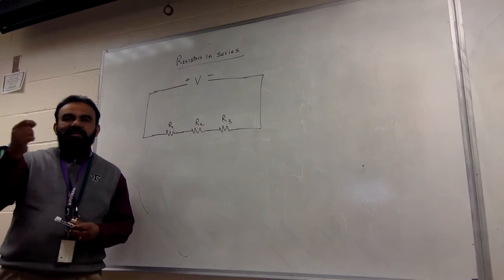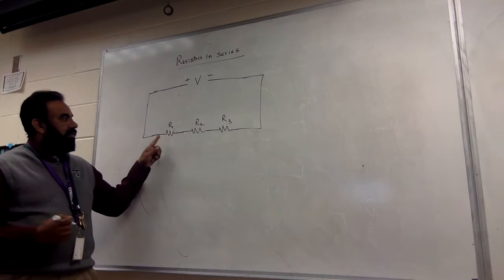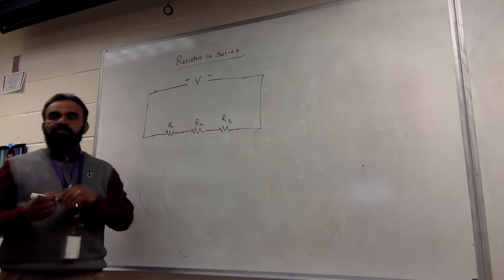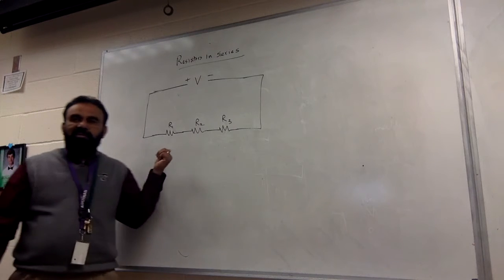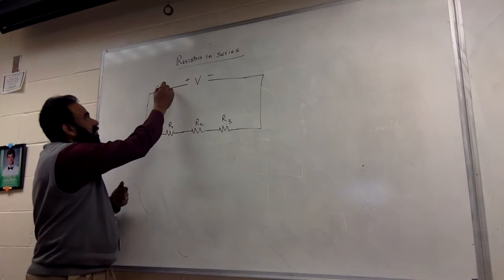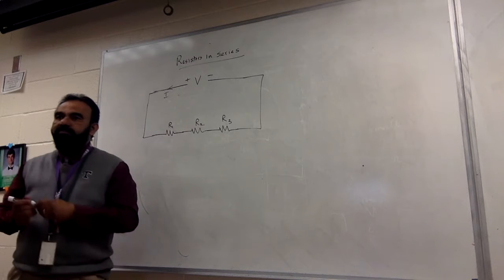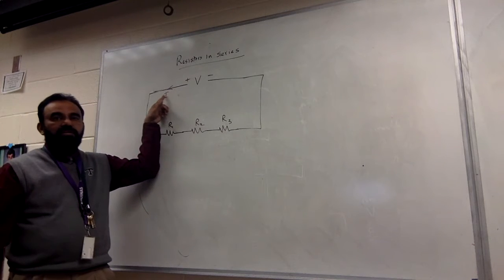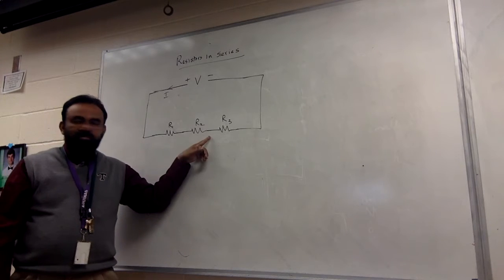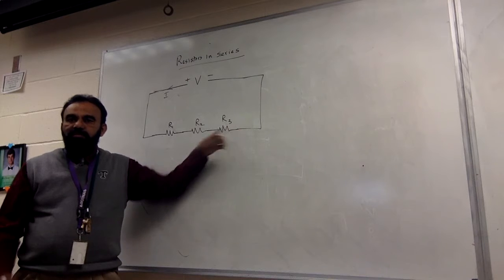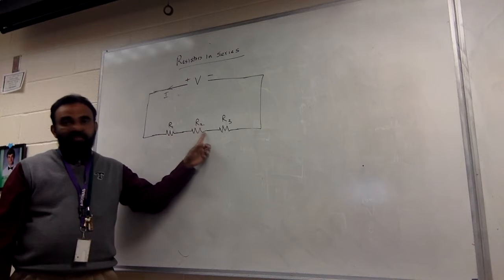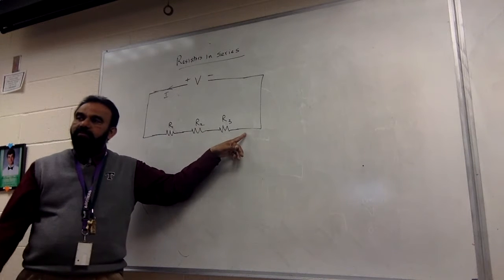If you don't understand anything, ask. Resistors in series simply means they are connected one after the other. Now, how do you visualize it? Think of three roads, with traffic going this way. Let's say there are 50 cars going this way. This is the first road, and then comes the next road, then the next road. If the roads are one after the other, then 50 cars will go here, and all the 50 will have to go here, and all the 50 will have to go here, right?